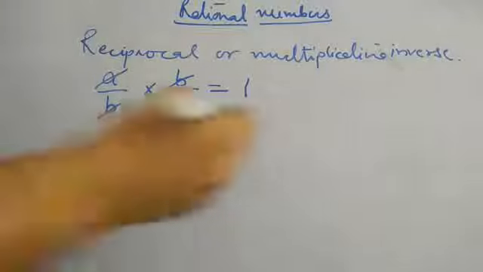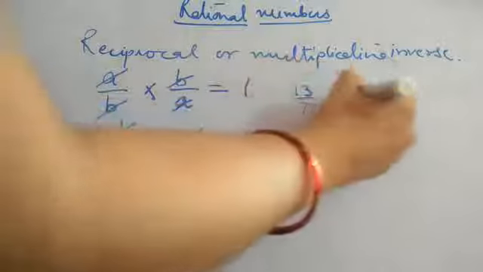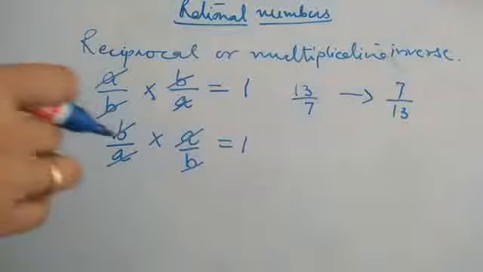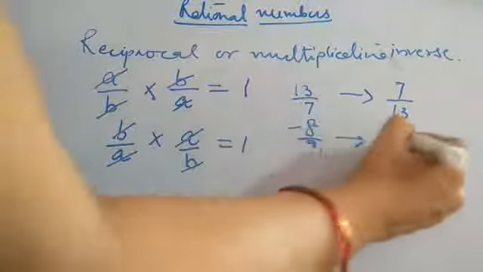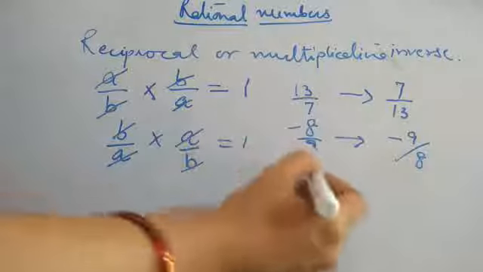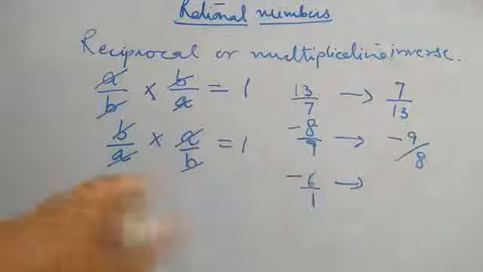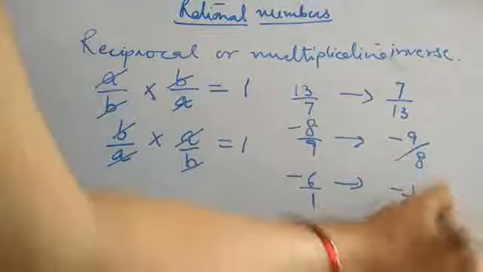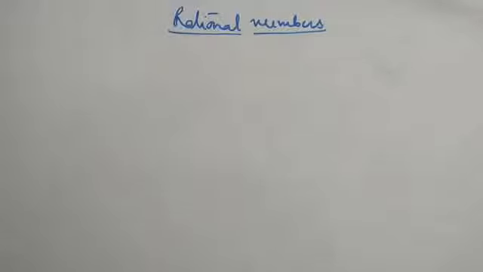I will take the example. Suppose you have to write the reciprocal of 13 by 7. It will be 7 upon 13. Never put an equal to sign here because they are not equal. Reciprocal of minus 8 upon 9 is minus 9 upon 8. And reciprocal of minus 6 will be, if it is a single number, we assume the denominator as 1. So the reciprocal will be minus 1 by 6. Okay, children. Now some examples on division.